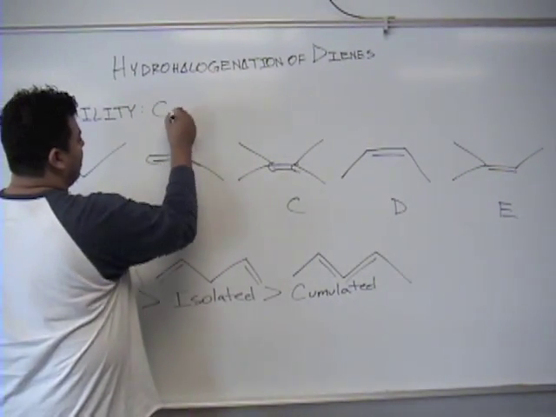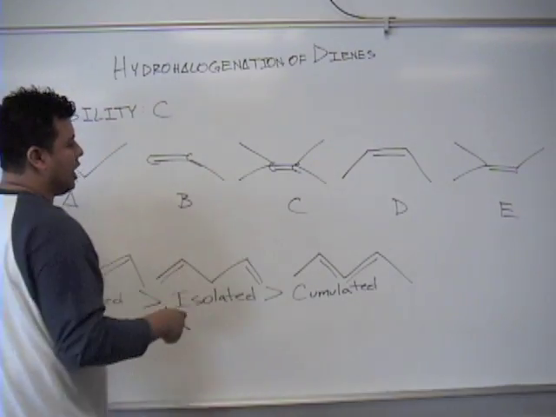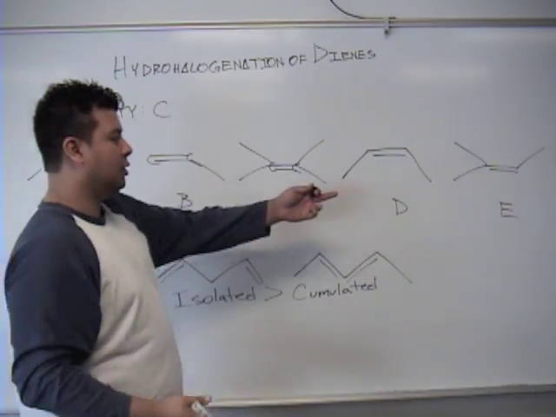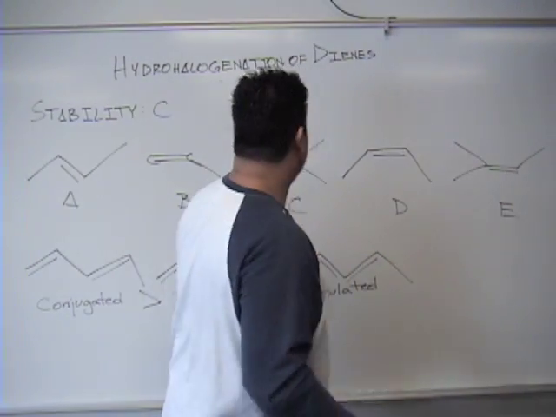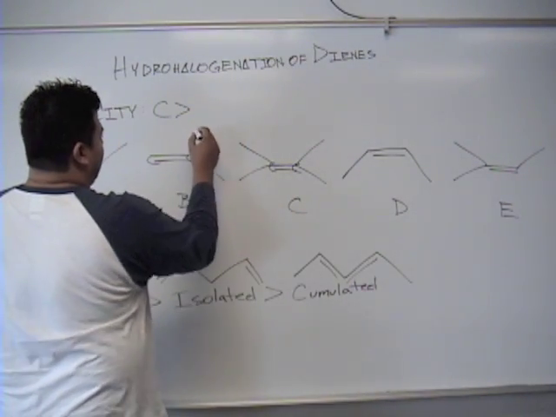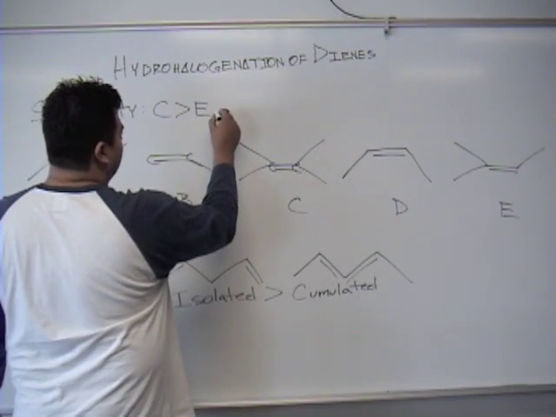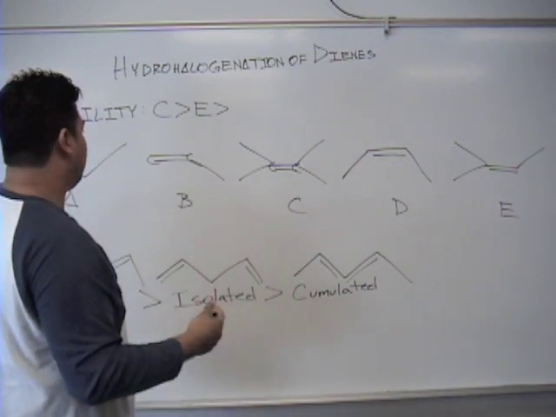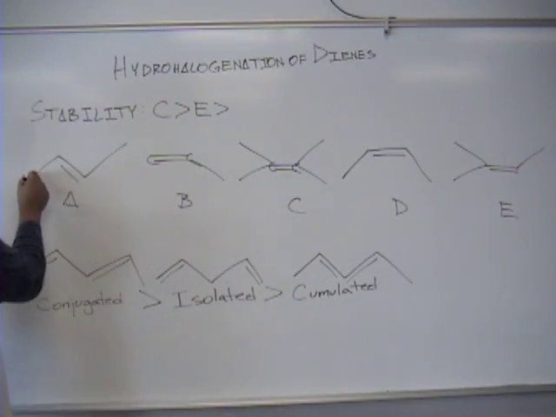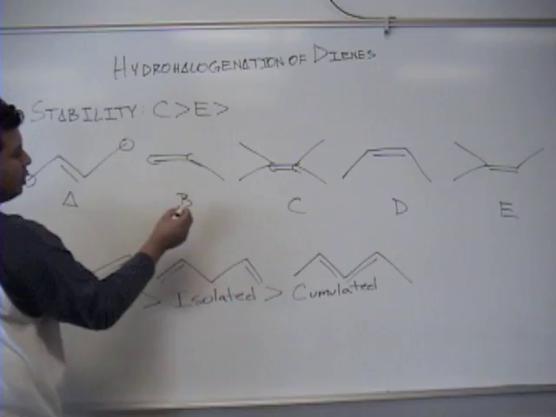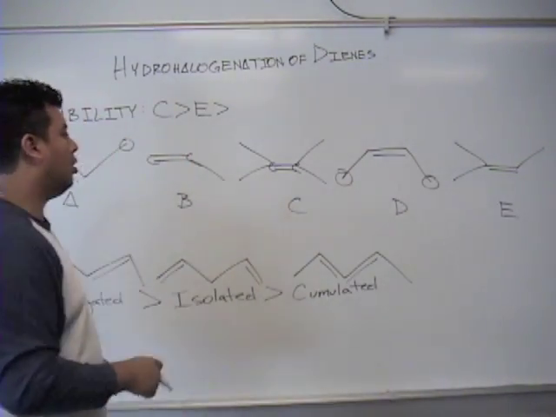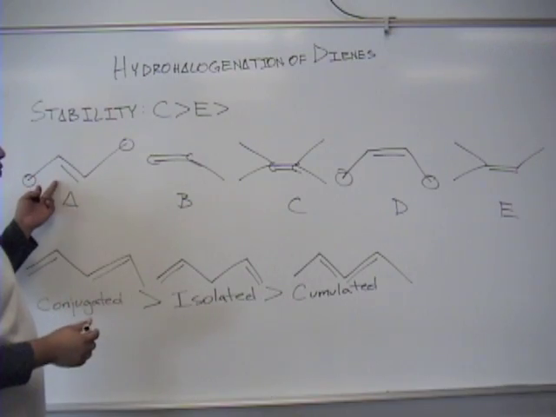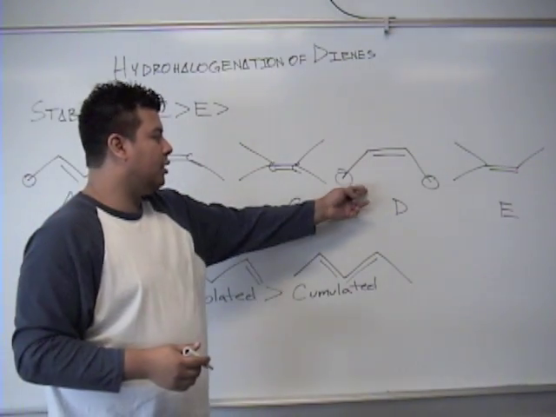So I will say C, which has 4. Then the second best would have to be E, which is 1, 2, 3. So I will say C is better than E, which is better than, then you have 2 that have 2. 1, 2, and this one has 1, 2. So the only difference is that this one is trans, this one is cis.